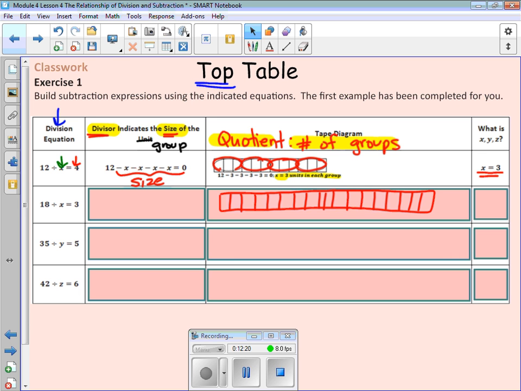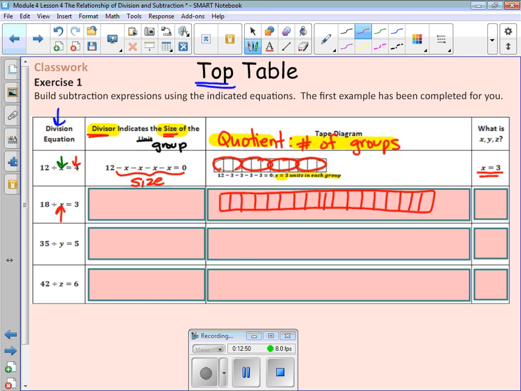All right? So now we have to look at what the table is telling us. Our divisor, x, is telling us the size of the group. Do I know the size of the group? No, I don't know the size of the group. So I have to look at my quotient to tell me how many groups. So how many groups should I make?